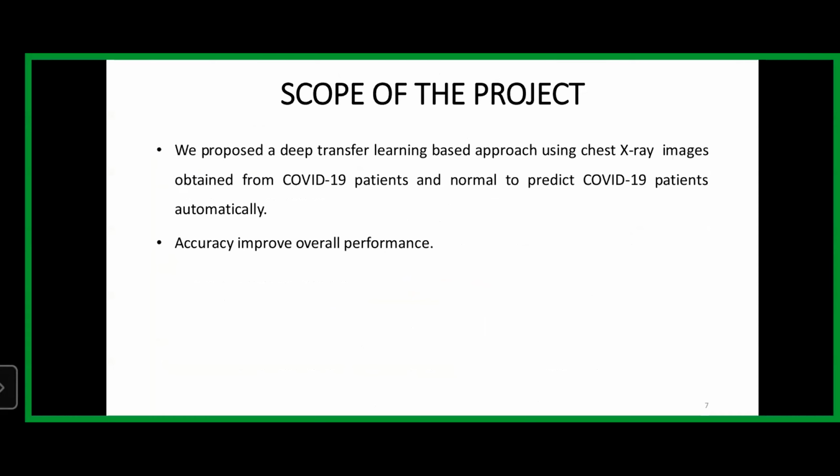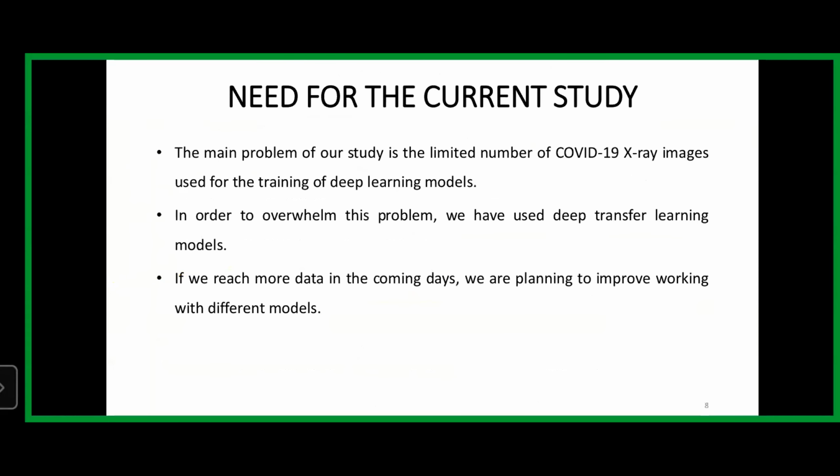These are the tests. And the next one is the need for the current study. The main problem of our study is the training of deep learning models. In order to overcome the problem, we have used deep transfer learning models. If we get more data in the upcoming days, we will improve the different models for deep learning and machine learning, and find a different way to approach this.